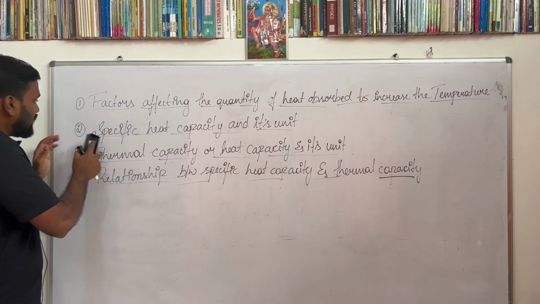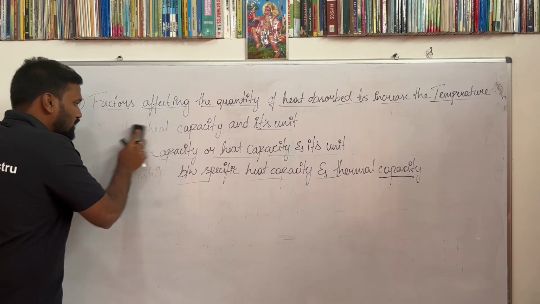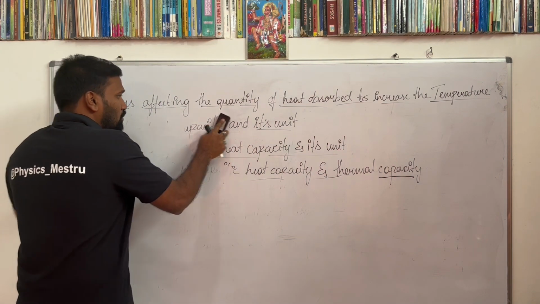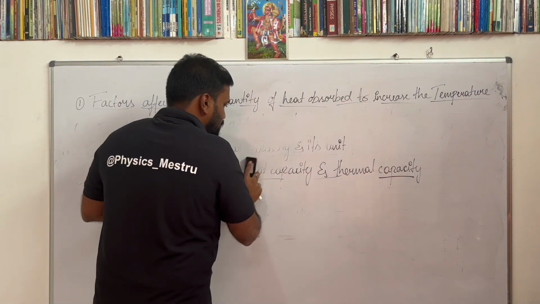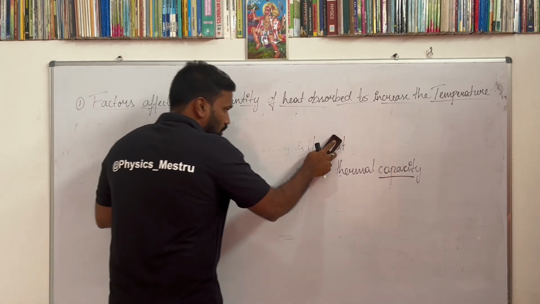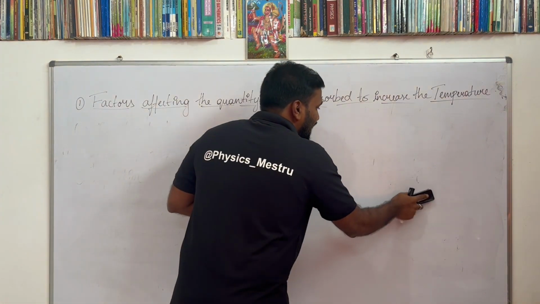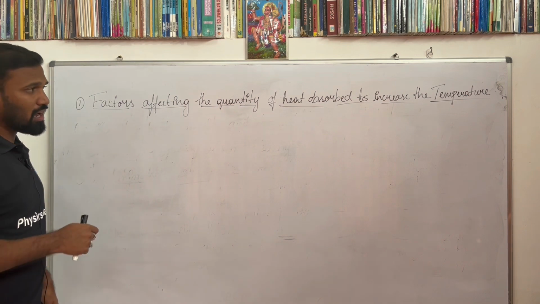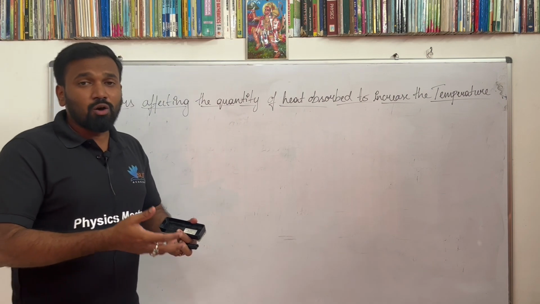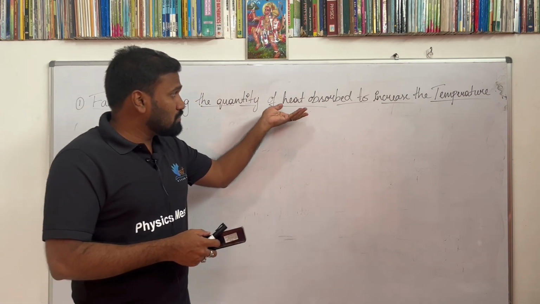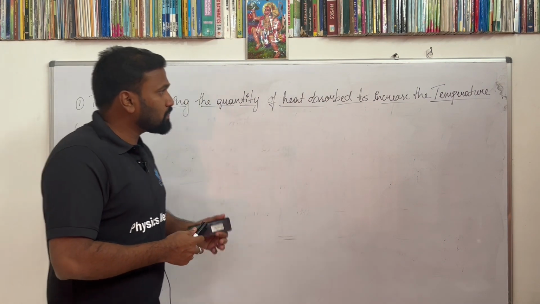Clear? Yes, fine. So the first concept is factors affecting the quantity of heat absorbed. What do you mean by this? What are these factors? Let us understand the meaning of quantity of heat absorbed. Consider any body. If you want to increase the temperature of the body, we have to give some heat energy. That means that body will absorb some amount of heat. How much will it absorb? That amount of absorption depends on some factors. We will discuss those factors today.